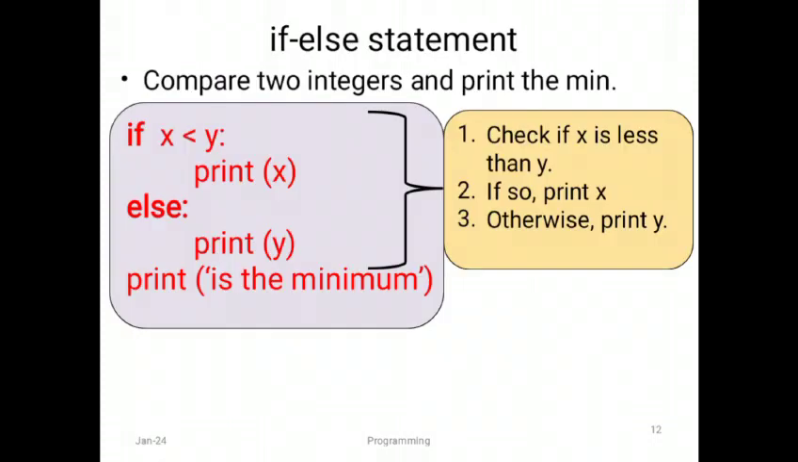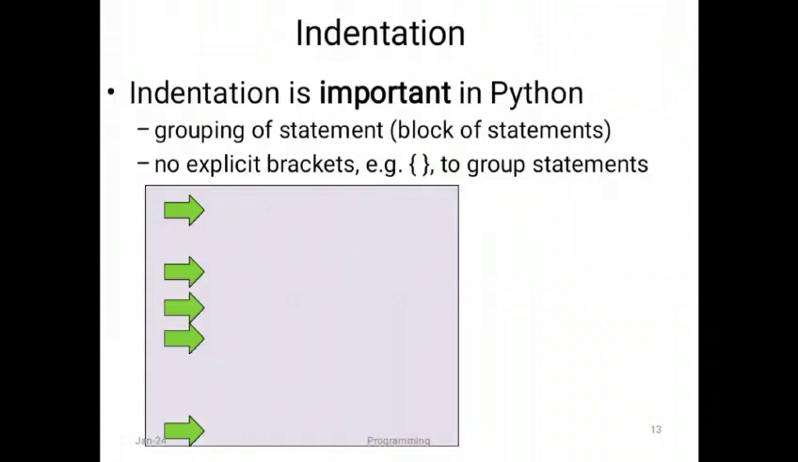Then some of the decision making statements. The if else statement compares two integers and prints the minimum. If x less than y, print x, else print y. If the condition is satisfied, it prints the first statement. Otherwise, if the condition is not satisfied, it prints the statement which is present in the else part.